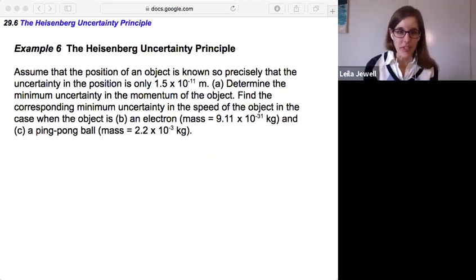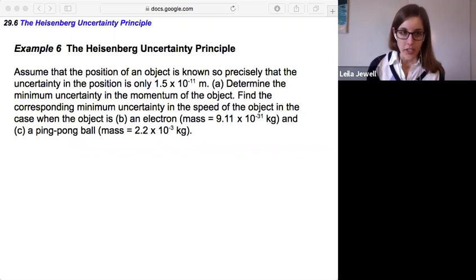Let's see, example 6, Heisenberg Uncertainty Principle. Assume that the position of an object is known so precisely that the uncertainty in the position is only 1.5 times 10 to the negative 11 meters. Wow, that's super precise. A, determine the minimum uncertainty in the momentum of the object.